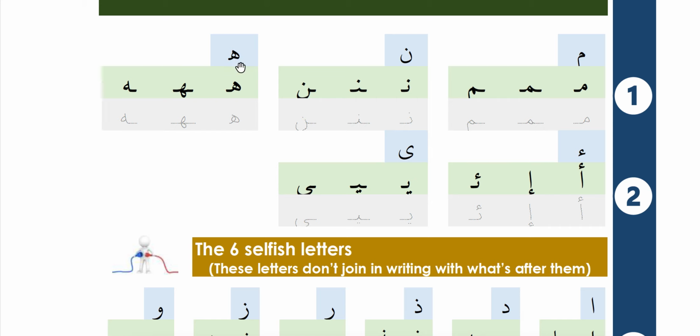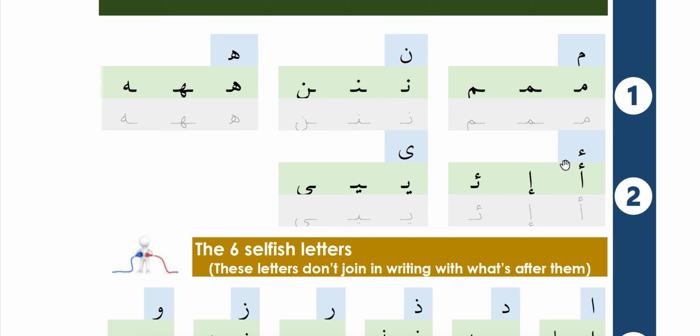Ha has two eyes or two circles, one big and one small inside. Ha. In the middle, it comes like this. When it's final, it becomes like one circle, but you can obviously recognize it from the meem. Ha, ha, ha. Hamza. This is hamza.